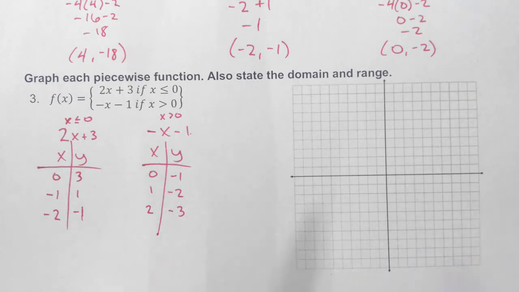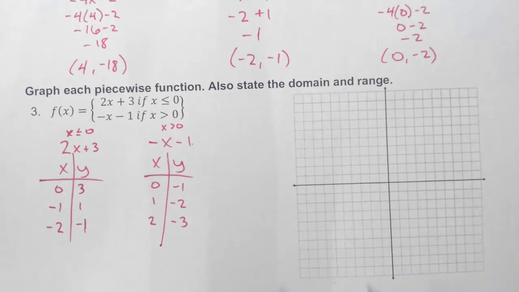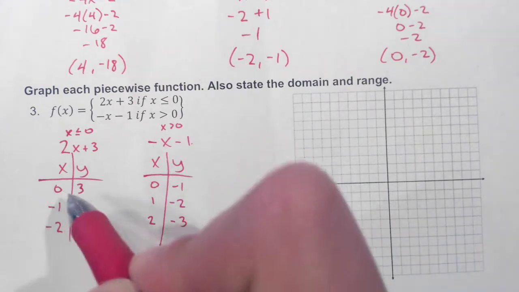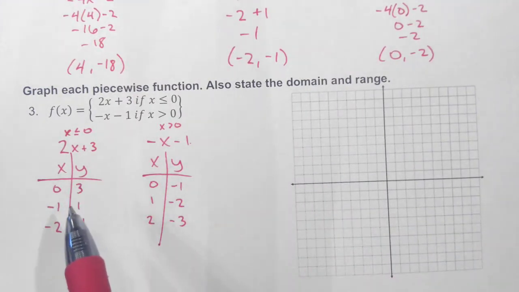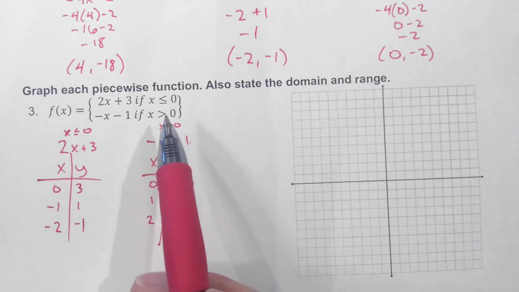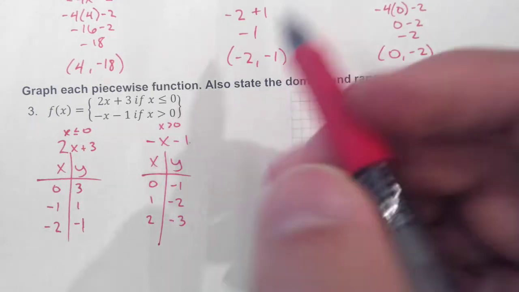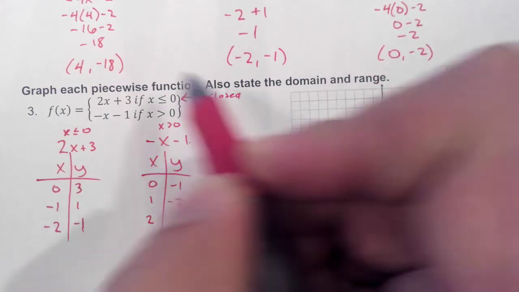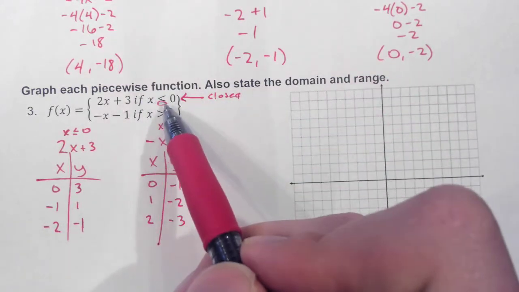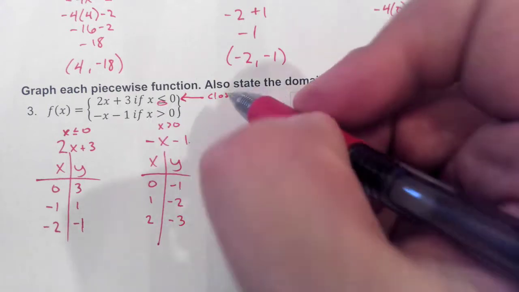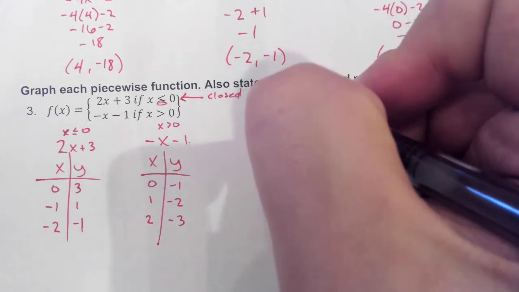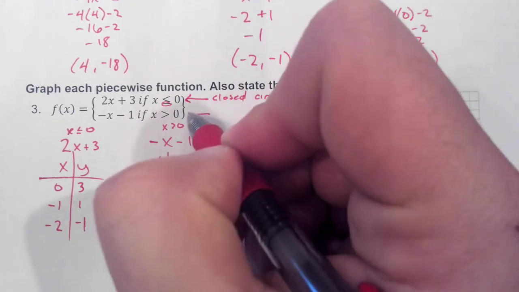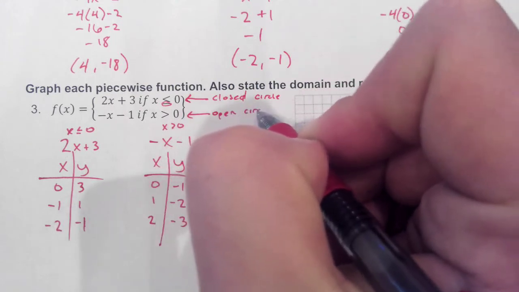Now there's one extra piece of information. With this critical value, the 0 on this function, one of these graphs is going to have an open circle, meaning it's not included, and one of these is going to have a closed circle, meaning it is included. This one is going to be closed because of the equal to symbol. If it's less than or equal to or greater than or equal to, that is a closed circle. If it's greater than or less than, no equal to, that's going to be the open circle.